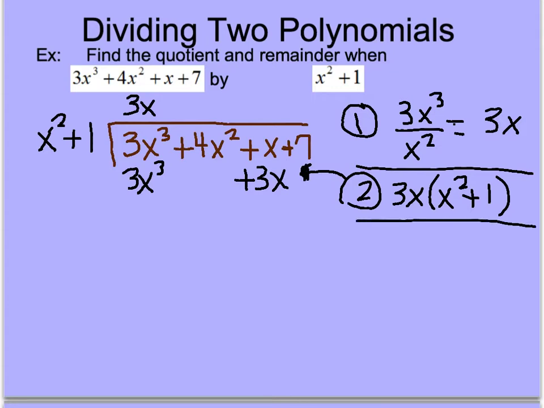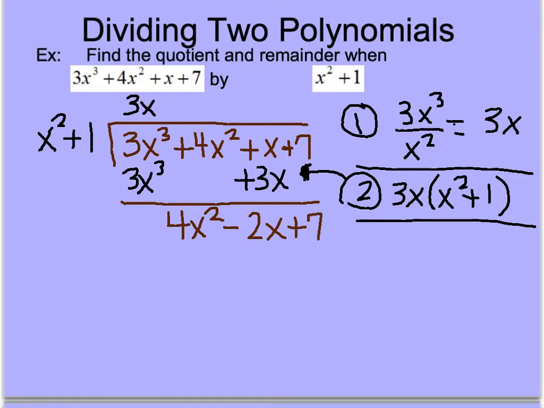Now notice that when I wrote it, I went ahead and wrote the 3x way over here instead of right behind it because I'm lining up my like terms to make my next step more simple. So following this, just like in integer division, we're going to subtract. So these first two terms of 3x cubed are no longer there. Then we have 4x squared. And remember we're subtracting, so we have x minus a positive 3x, which gives us negative 2x. And then we have our plus 7.